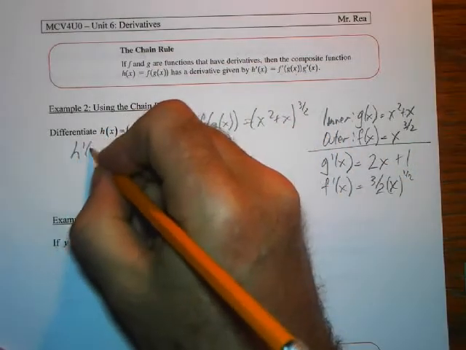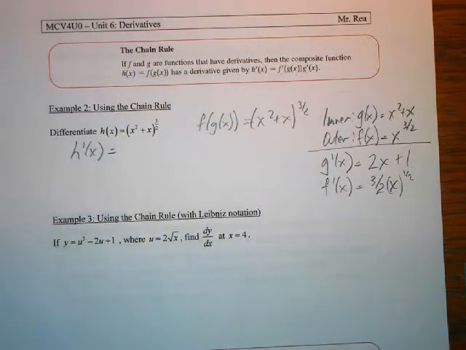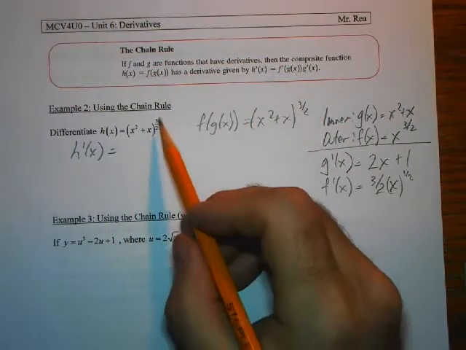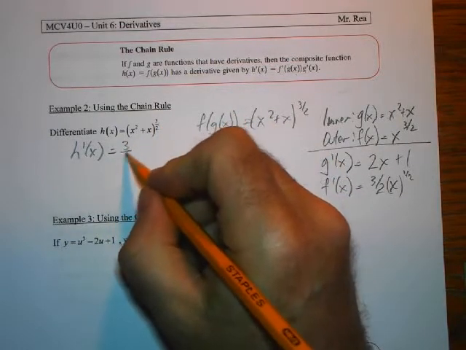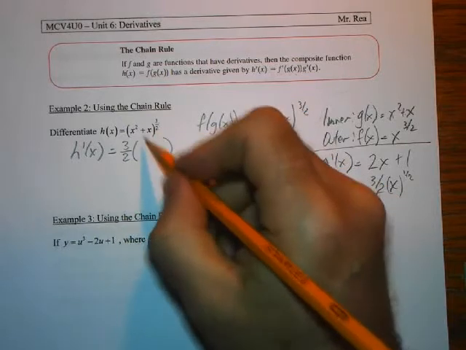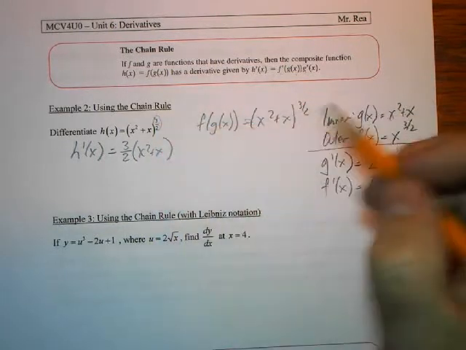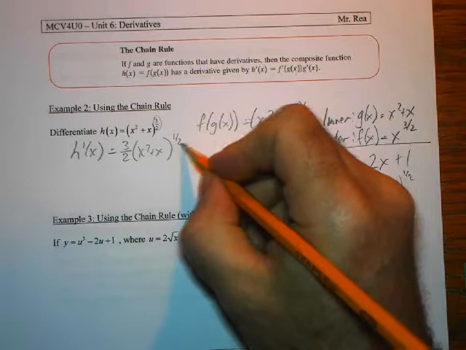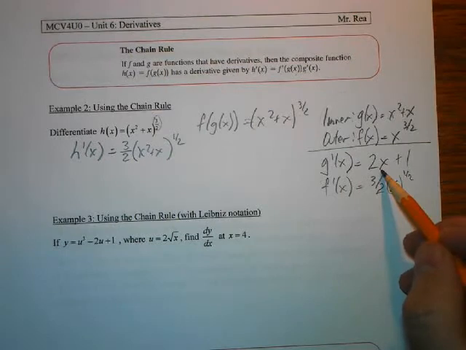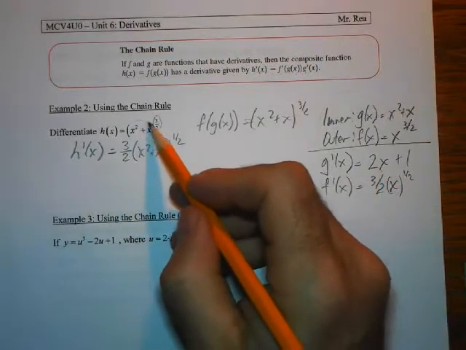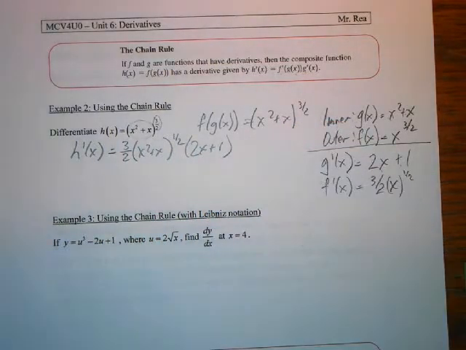So when I actually do my chain rule here, the first thing I'm going to do is use the outside function here. So this is going to be 3/2, and then whatever's in the inside, x squared plus x. And I'm going to reduce this by 1, or 2 over 2, so that becomes 1/2. And now the thing I have to do differently is multiply by the derivative of g of x, the inside function. So the derivative of the inside function is 2x plus 1.